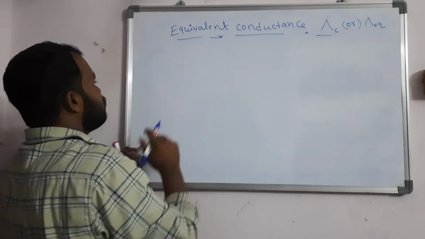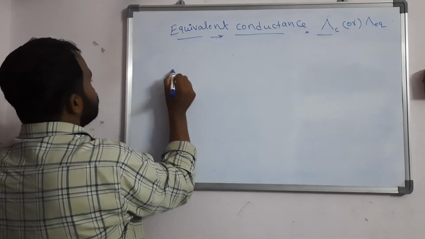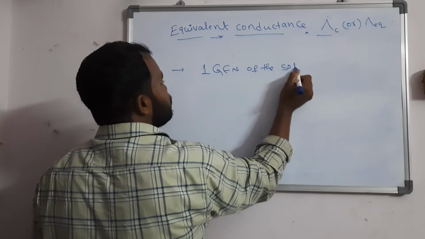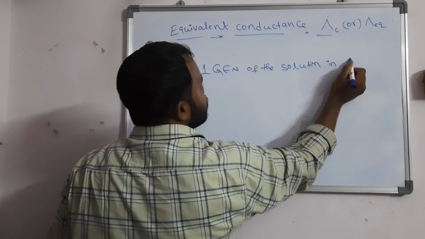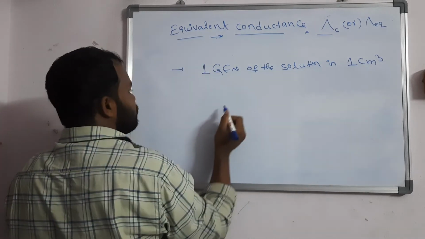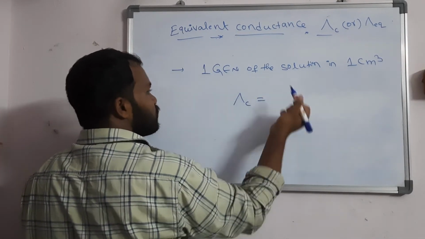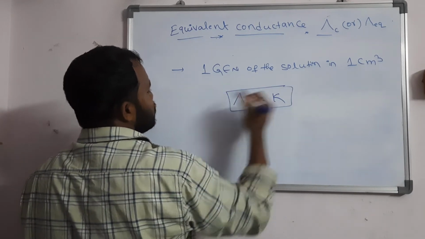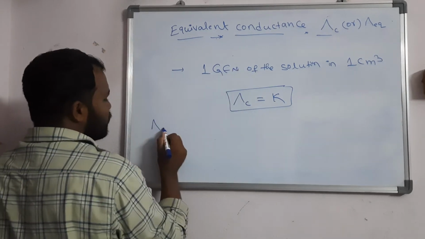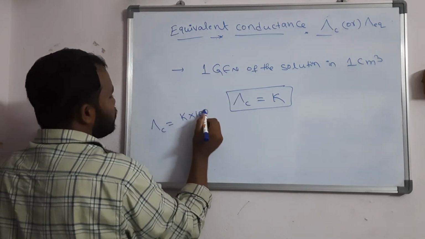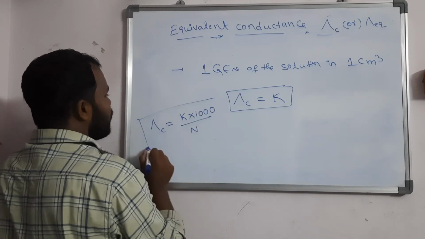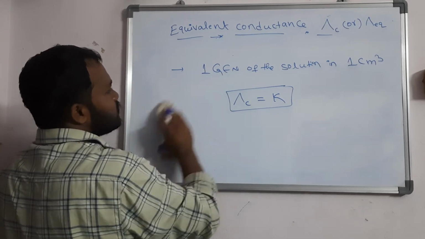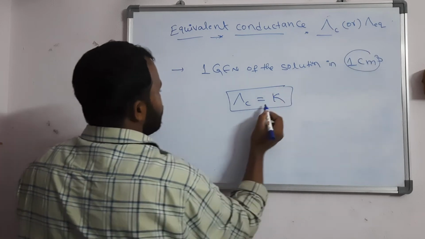So for 1 Gen of the solution, in 1 cubic centimeter volume, lambda C is equal to K, the specific conductance. Actually, directly we can write lambda C is equal to K into 1000 by N, where N is normality. You should learn this formula by heart. Let me explain some concept for this. 1 Gen of the solution in 1 cubic centimeter gives lambda C is equal to K.